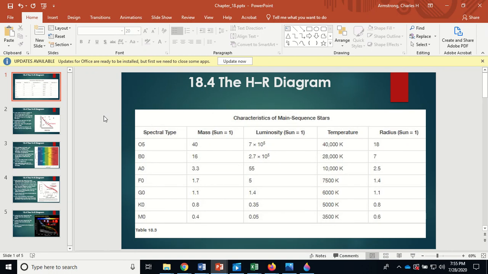Okay, this is for the Astronomy 320 lecture. It's July 28th, 7:56 p.m. at night. We're only going to go through one section here, 18.4, the HR diagram, the Hertzsprung-Russell diagram. Just a few other things to point out first.